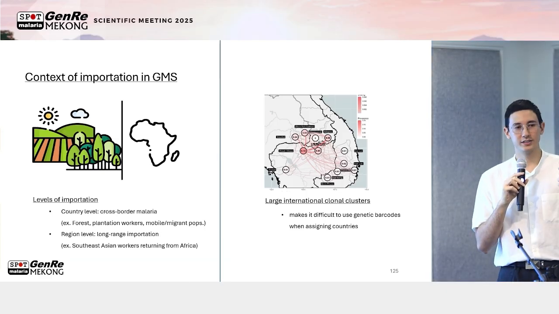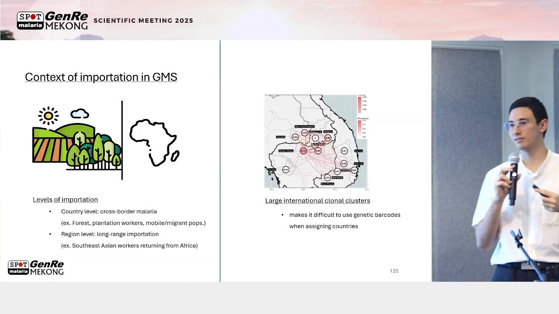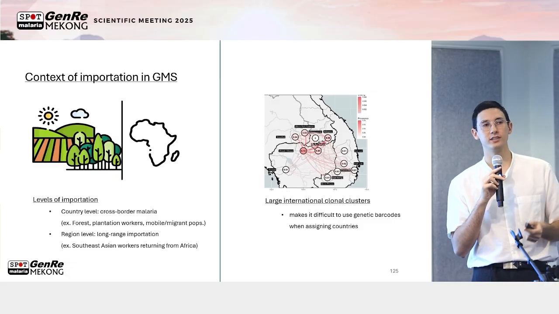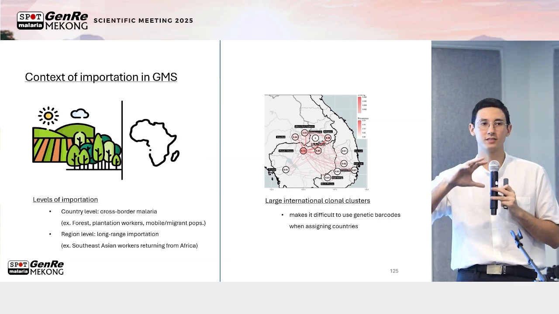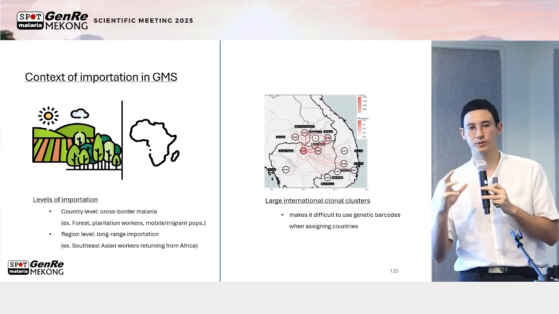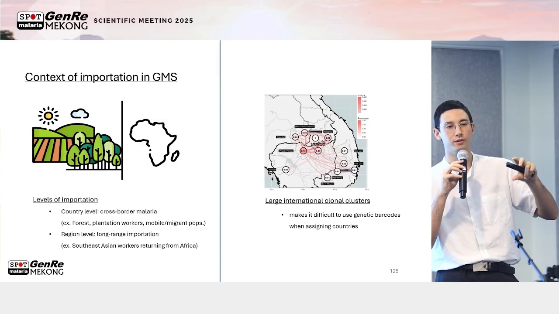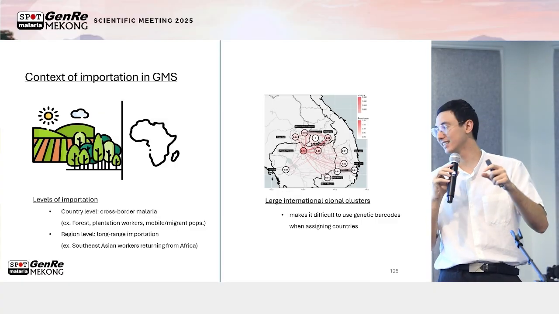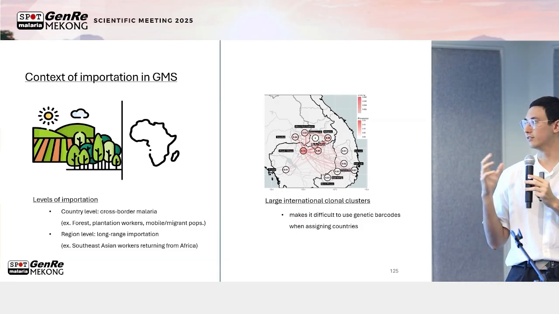The other point that makes the GMS unique concerning importation is that the region was actually the center of the emergence and spread of large international clonal clusters, specifically those that were resistant to dihydroartemisinin and piperaquine. And this caused the genetic similarity of parasites across the region to be very high. And so it makes it very difficult, especially with lower resolution barcoding biallelic SNPs, to differentiate between parasites of each country.